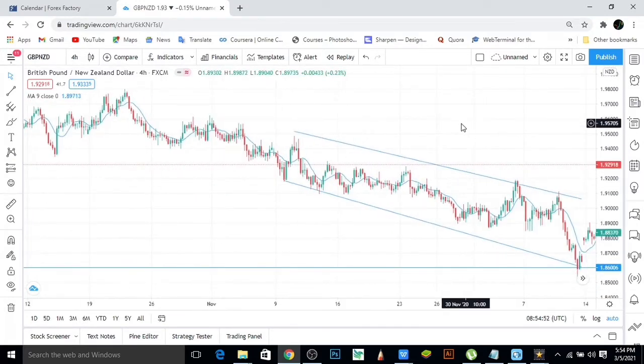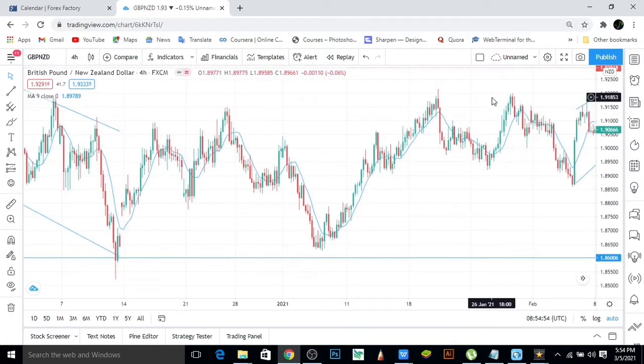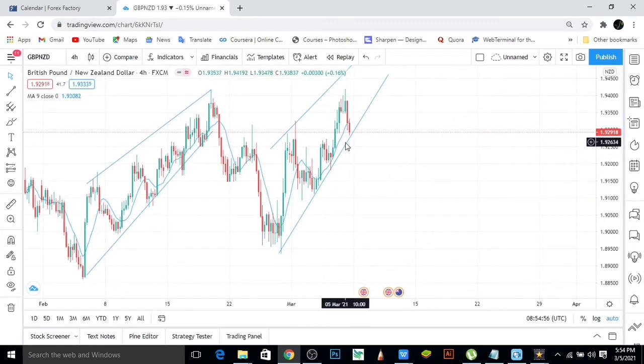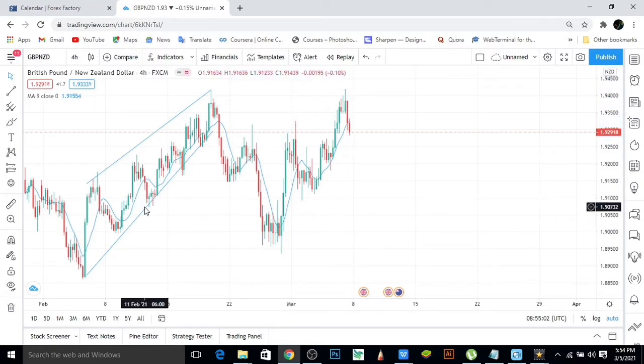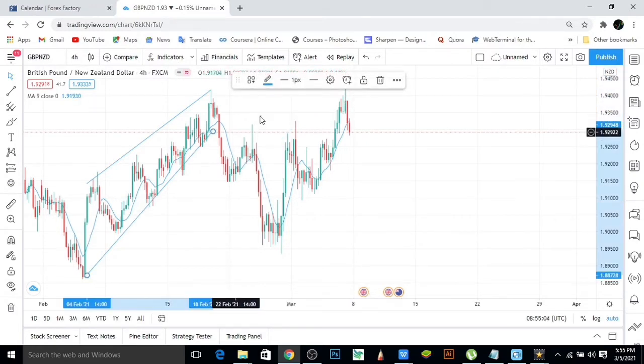So let's zoom to what the market is at currently. Let me delete all these trend lines. Delete all those trend lines.